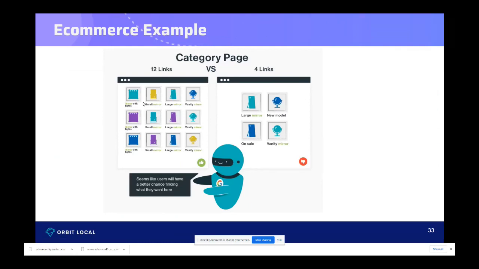Here's another example. Let's say you have an e-commerce site and you have a category of products, say mirrors. On that category page you only have 4 products, versus another category page that has 12 products. Google can look at this and decide that page A has more options than page B.